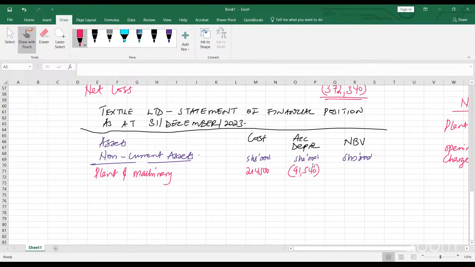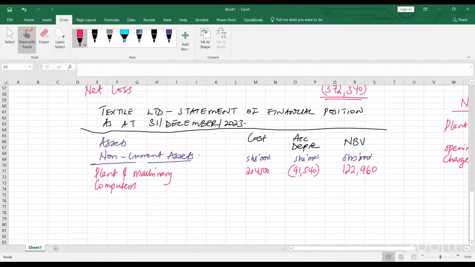214,500 minus 91,540 gives us 122,960. That is our plant and machinery net book value. They also have computers.